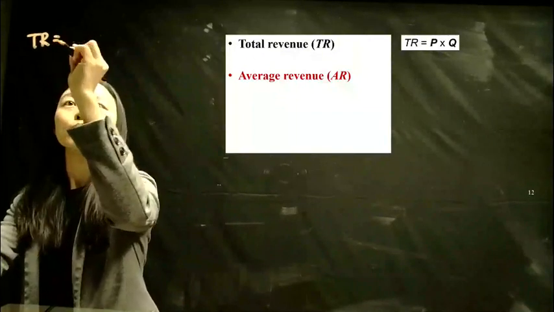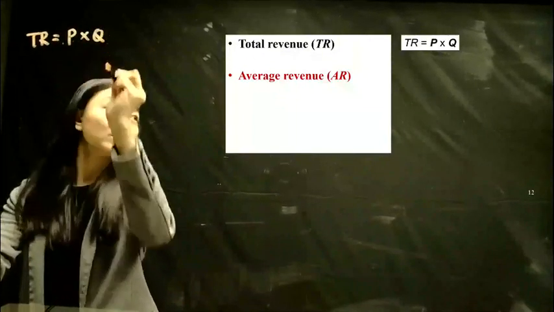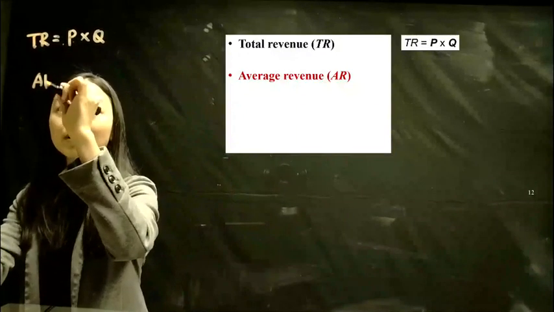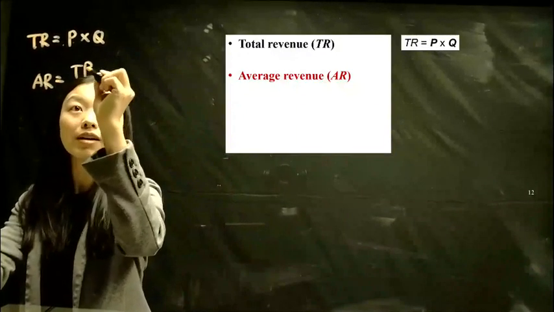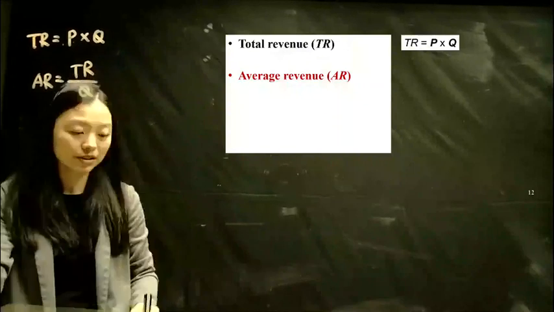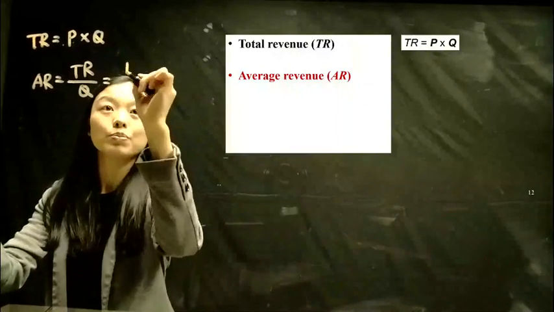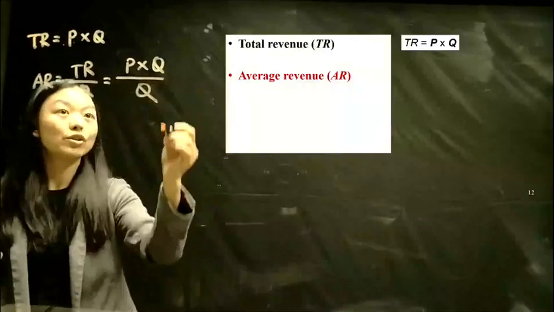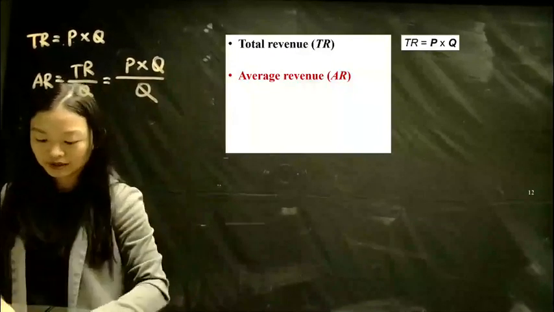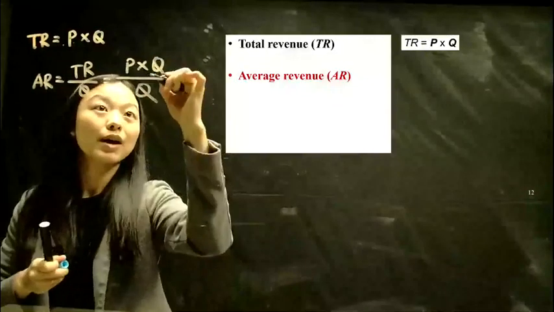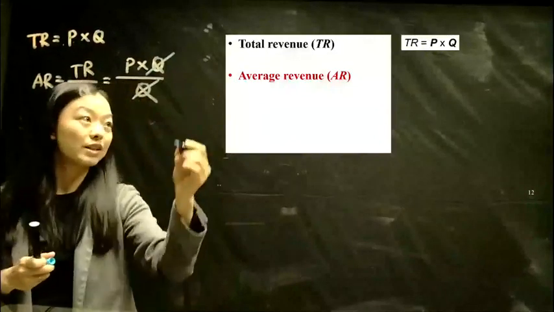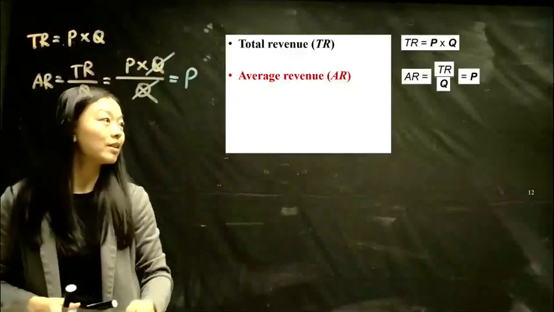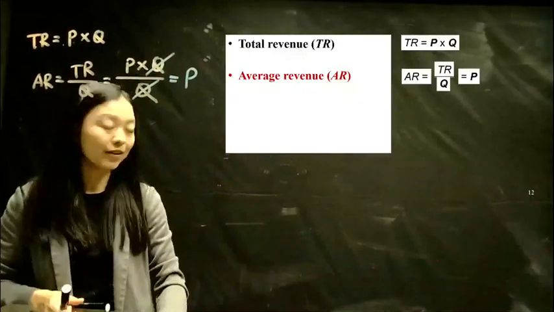The total revenue will equal price times quantity, right? And then how about average revenue? Average revenue is just equal to total revenue divided by quantity, right? So we will use P times Q divided by Q, right? So Q and Q here can be eliminated, right? So we have Q eliminated, only have P left, right? So that will be for the average revenue.